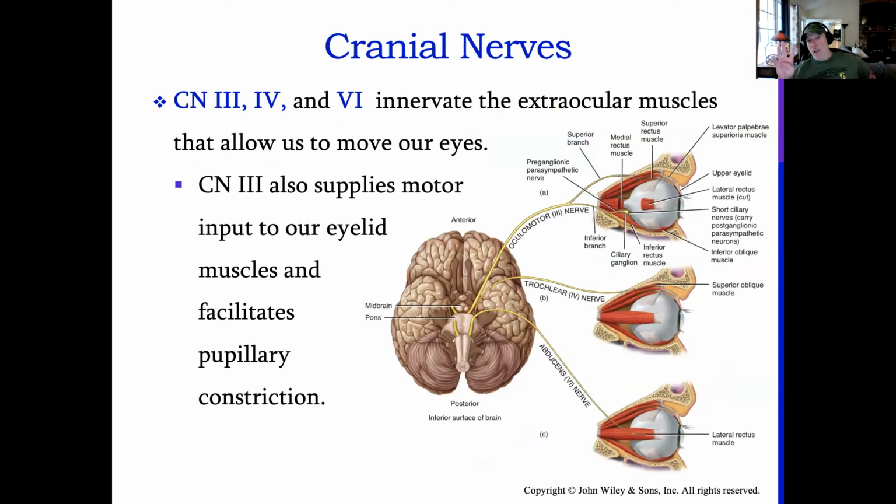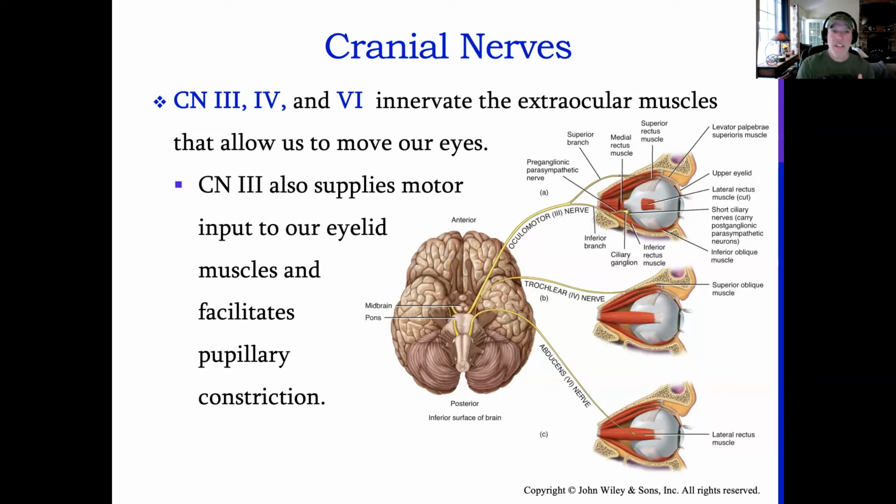4 of those extraocular muscles are going to be controlled by the oculomotor nerve. All right. So we have superior rectus, inferior rectus, medial rectus, and inferior oblique. They're all going to be controlled by cranial nerve 3. Cranial nerve 4, the trochlear nerve, is just responsible for controlling one muscle, and that's superior oblique. Cranial nerve 6, the abducens nerve, is also responsible for only controlling one muscle, and that's the lateral rectus muscle of the extraocular muscles.